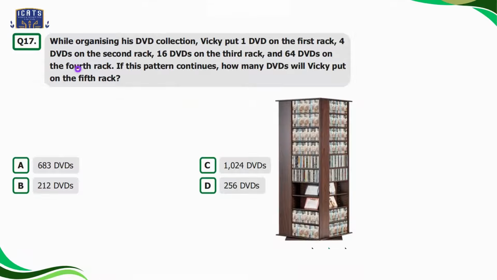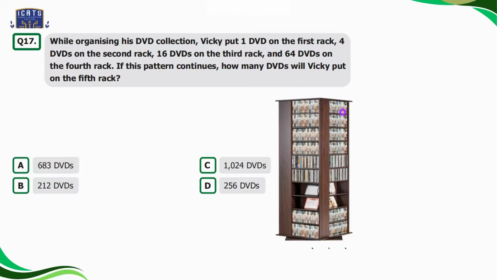Question number 17. While organizing his DVD collection, Vicky put 1 DVD on the first rack, 4 DVDs on the second rack, 16 DVDs on the third rack, 64 DVDs on the fourth rack. If the pattern continues, how many DVDs will Vicky put on the fifth rack? 4 options are given to us here.